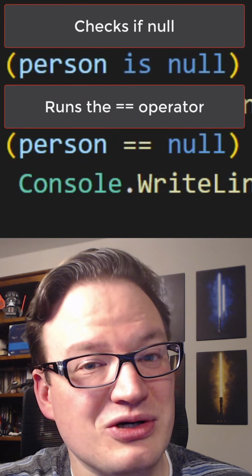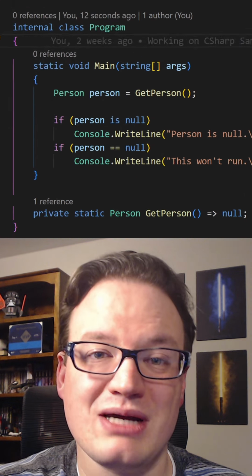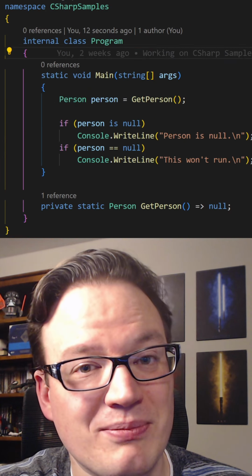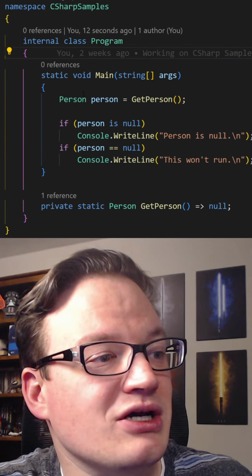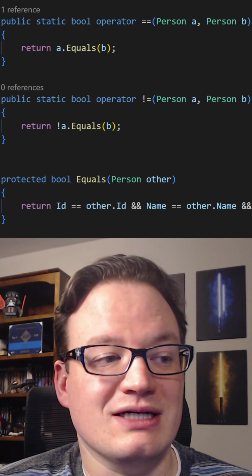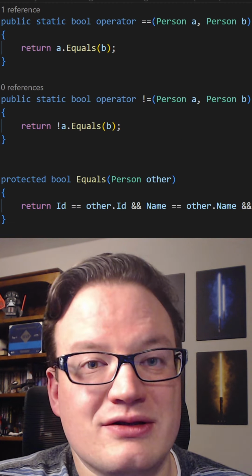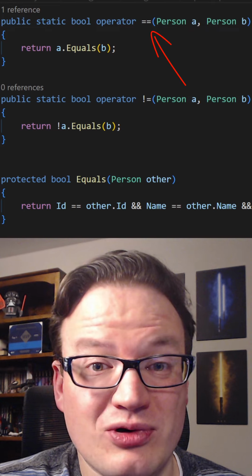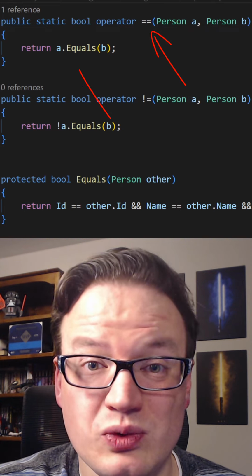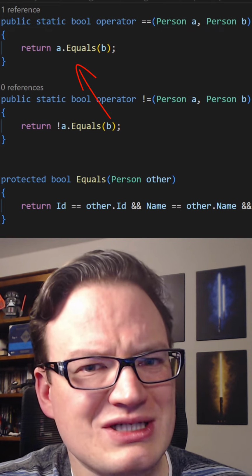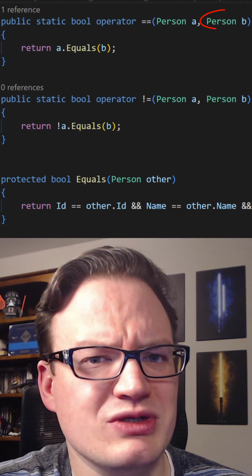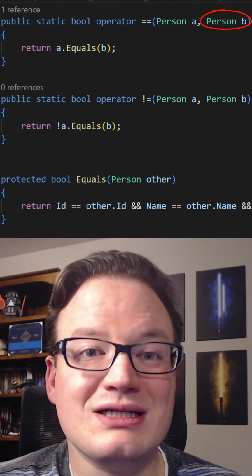Let's take a look at our code and see a mistake that someone might make if they wrote their own equality operator. If we take a look at equality on our person, what you end up seeing is this. It seems fine. This code overrides the double equals operator and uses it to just call the equals. That should work. Well, there's one slight problem, and that is if the second value is null, then it's going to fail. Let's take a look at why.